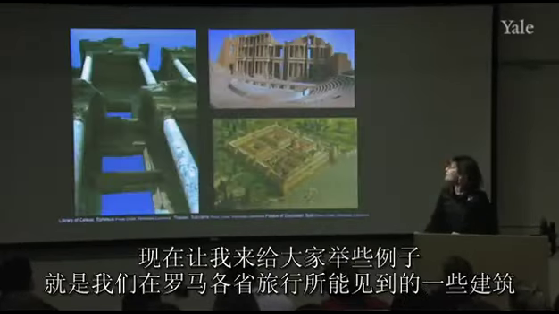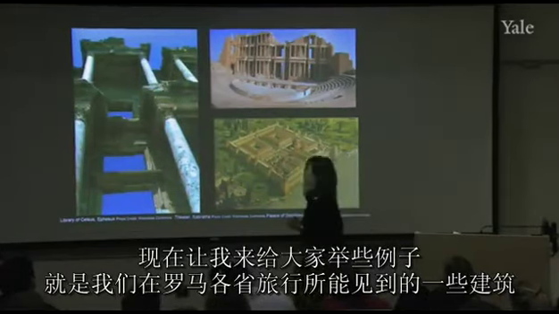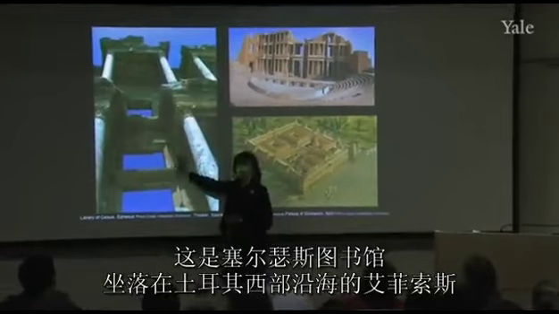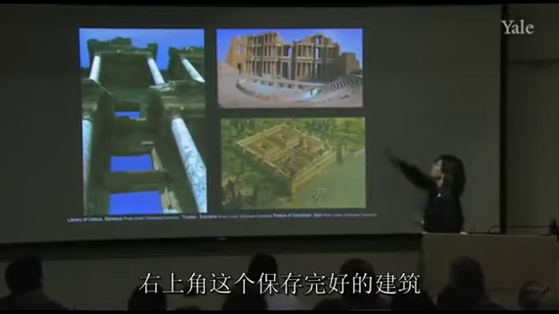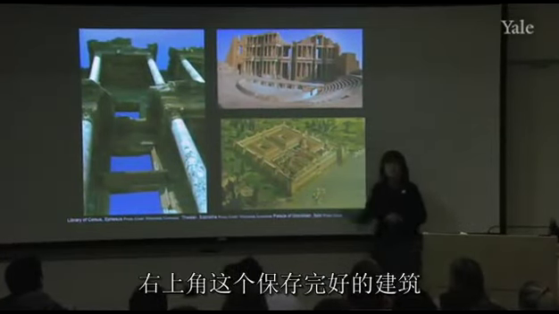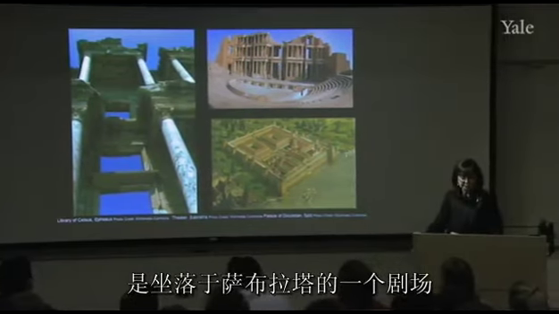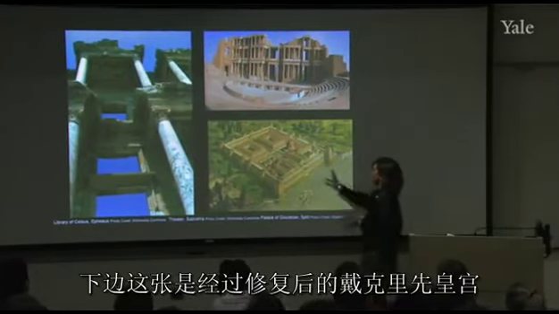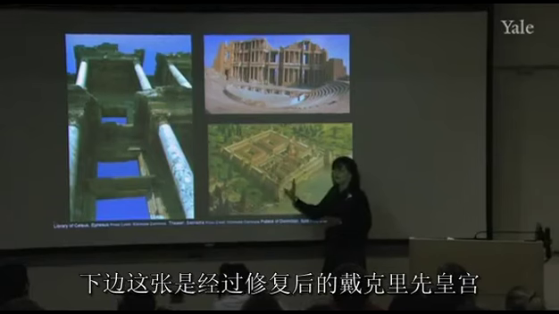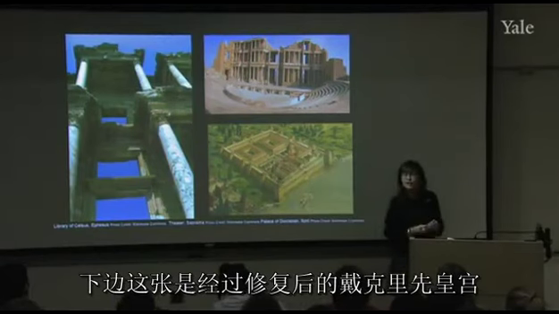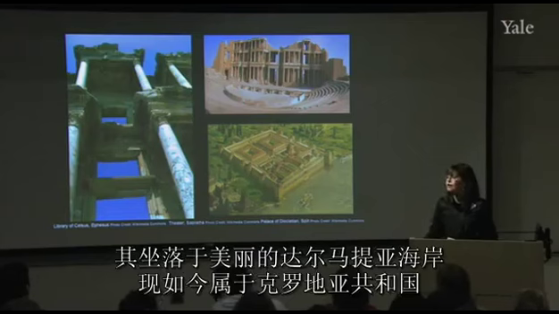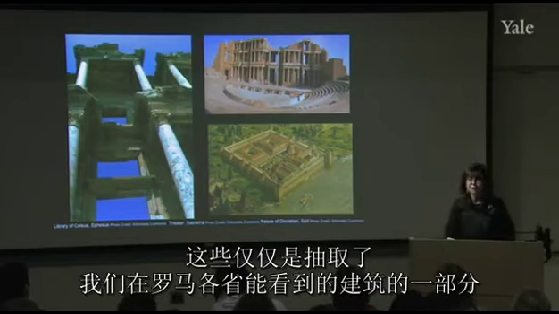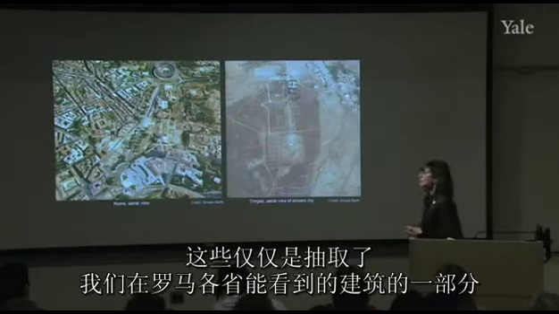And let me just show you an example of some of the buildings that we'll look at as we travel to the provinces. This is the Library of Celsus in Ephesus on the western coast of Turkey. The theater, a spectacularly well-preserved theater at Sabratha, you see in the upper right-hand side. And down here, a restored view of the masterful palace of Diocletian, one of the late Roman emperors, in a place called Split, which is in Croatia, along the fabulously gorgeous Dalmatian coast today. So those are just a sampling of the kinds of buildings that we'll look at in the provinces.